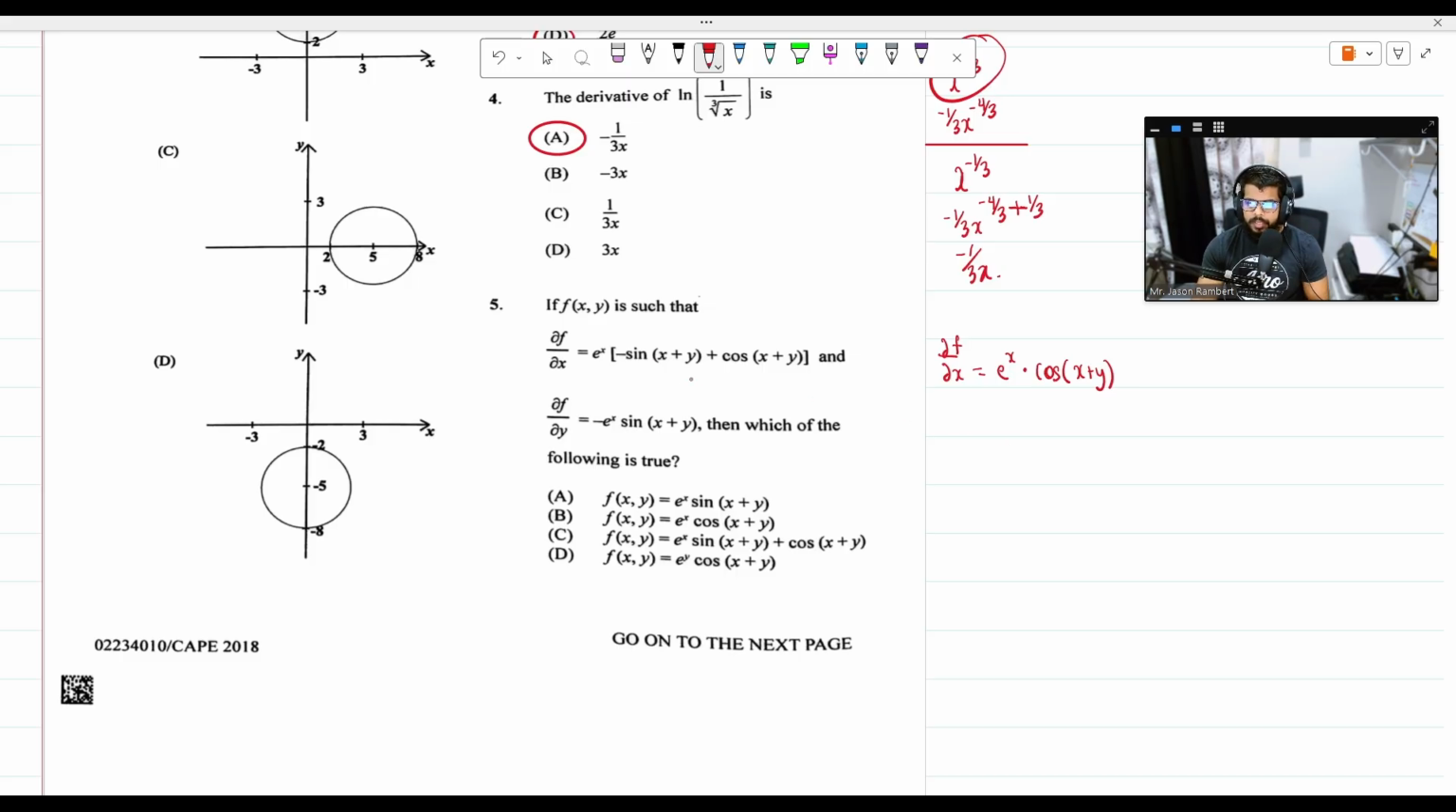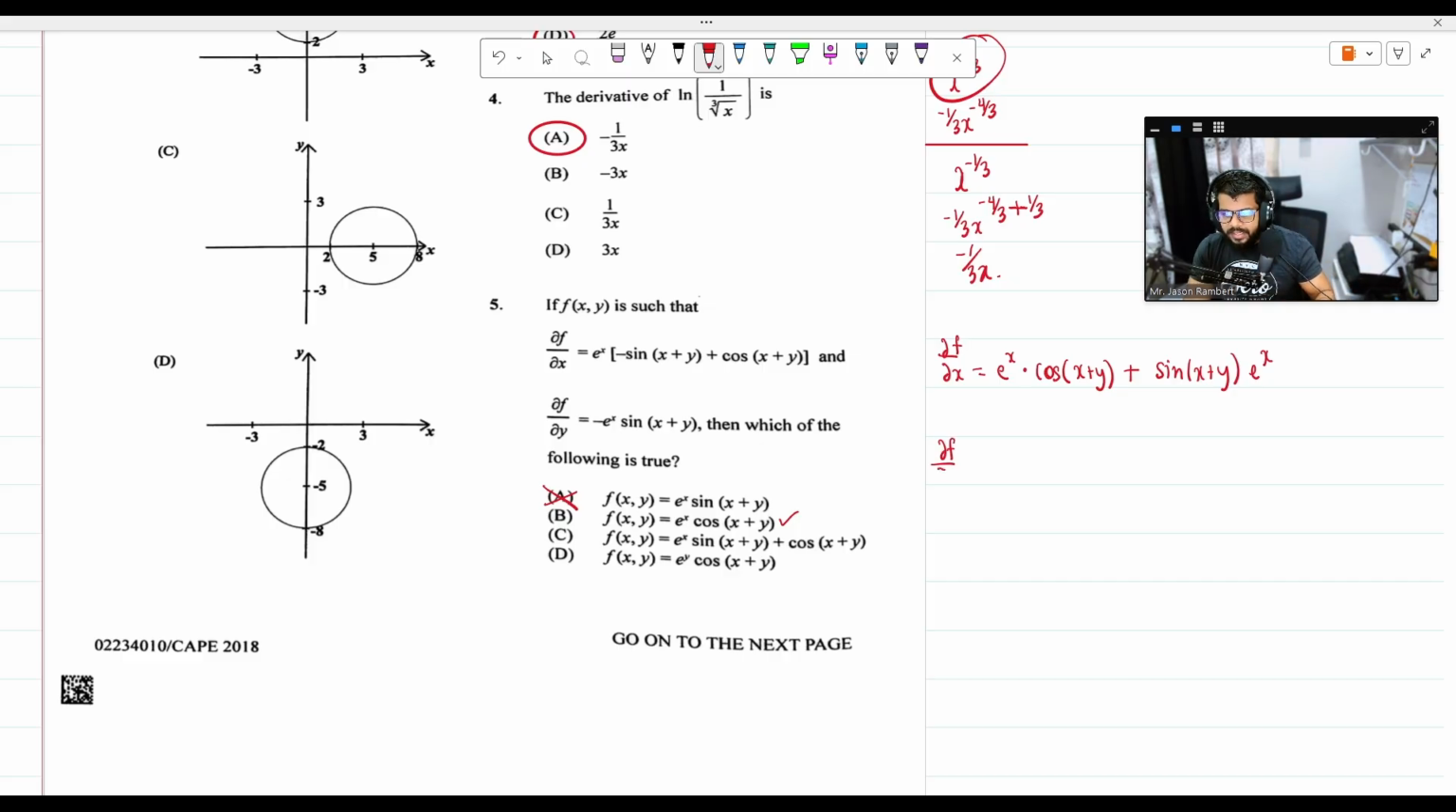So let me check one time. I'll get e to the x cosine(x plus y), good. Plus u, which is sine(x plus y), by dv/dx, which is e to the x. Now, this is minus e to the x sine(x plus y), which is not going to work. So I know that our A is a no-go. Let's check and see what this one gives.